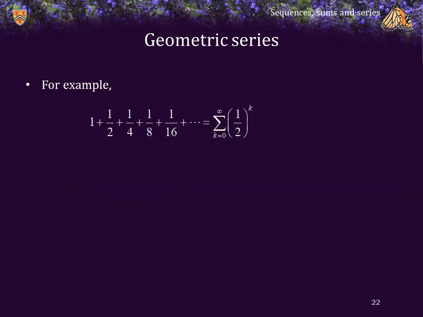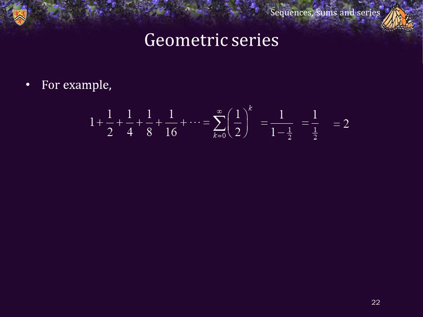So, for example, 1 plus a half plus a quarter plus an eighth plus a 16th and so on and so forth, going on to infinity, is just this infinite geometric sum where the ratio is 1/2. Oh, but wait a second. That's therefore equal to 1 over 1 minus 1/2. So therefore it's 1 over 1/2, which is equal to 2.